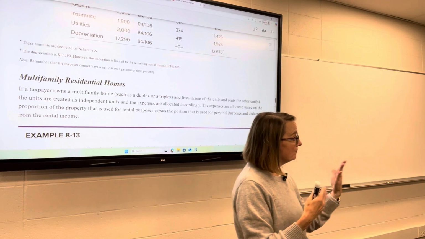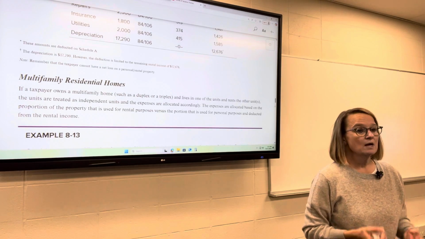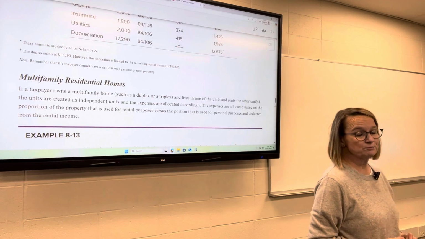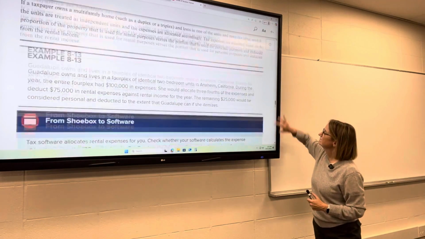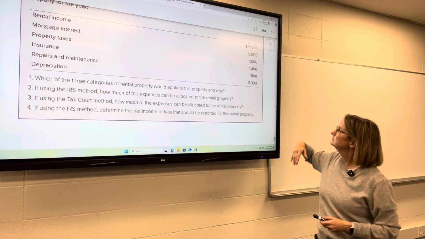Also, the whole concept of taking out the land part of that still applies as well. So you'd have to take that out. We can't depreciate the land. We can only depreciate the building. All right.